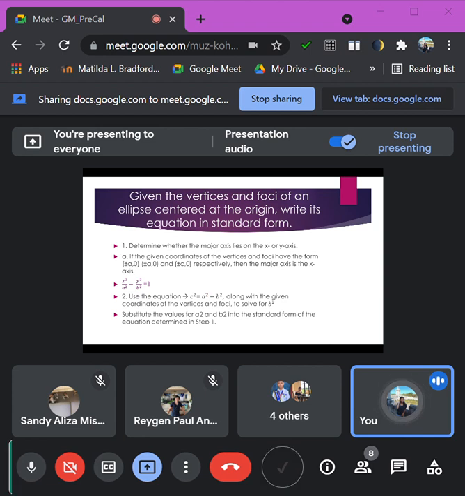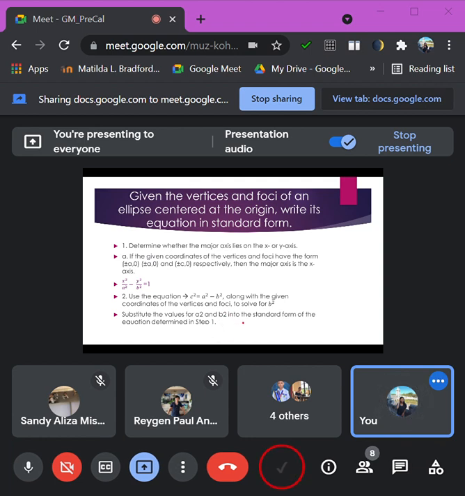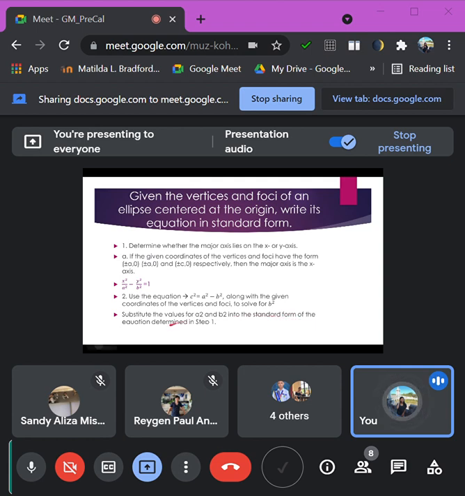Okay, same gihapon, the Pythagorean theorem. Same ra gihapon na siya answer, class, if we're going to solve. Okay? And now, since you are done, if you're done getting your b squared, then that's the time you can substitute the values for your a squared and b squared into the standard form of the equation determined in step 1.